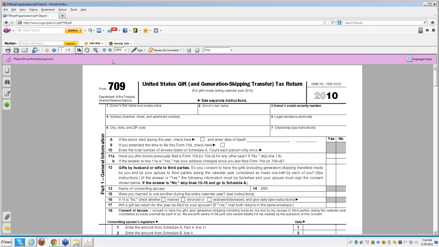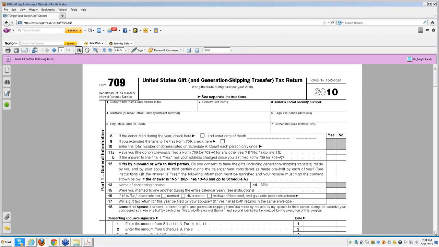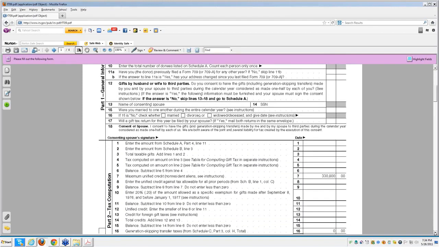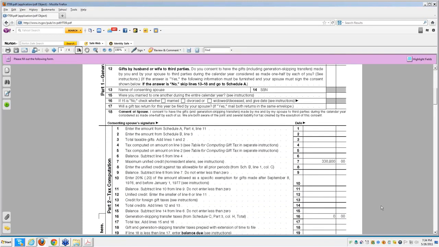Okay, this is the 709, which is a gift tax return. Jerry, his email is on the information letter I sent you. Here's your unified credit. It says see instructions. You go down here to line 7, and it's built into your form. The tax credit is on the form.